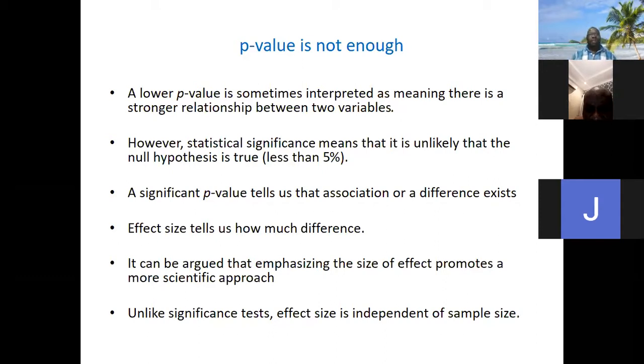A significant p-value tells us the association or a difference exists. Yes, you know that there is a difference, but you don't know the size of the difference. The effect size tells how much difference. So the effect size is the one that quantifies the difference. It can be argued that emphasizing the size of effect promotes a more scientific approach than just saying the p-value is significant.